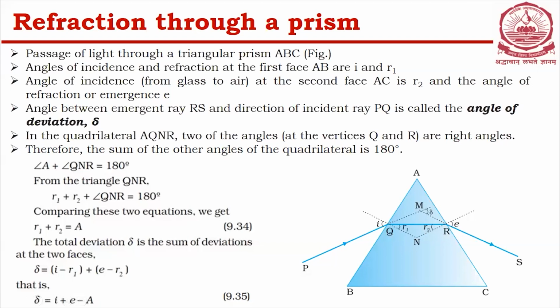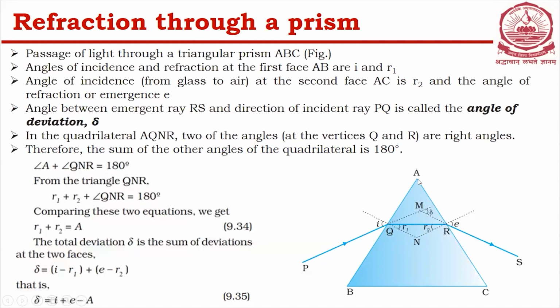You can see some equations here. What is the angle of deviation? How do we find this angle of deviation? You can see this quadrilateral AQNR.